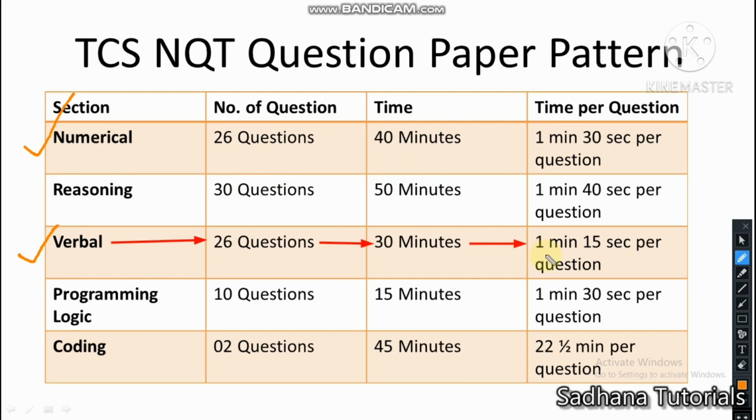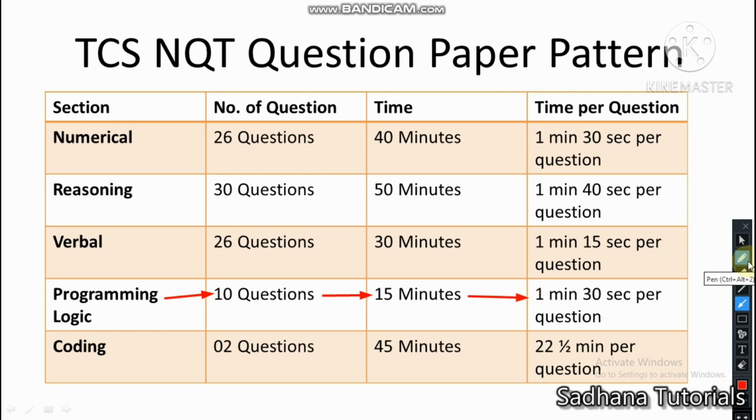So it is very, very important that you perform in every section given to you. Then the fourth section is programming logic, meaning a small code will be given to you, and you have to find what the outcome of that logic will be. And 10 questions for 15 minutes. So small snippet codes will be given.